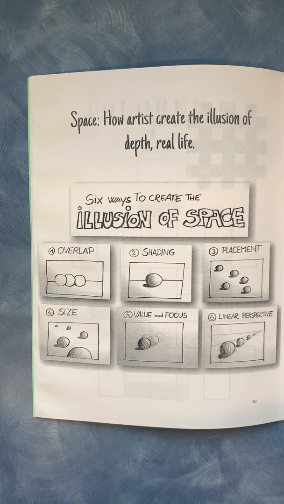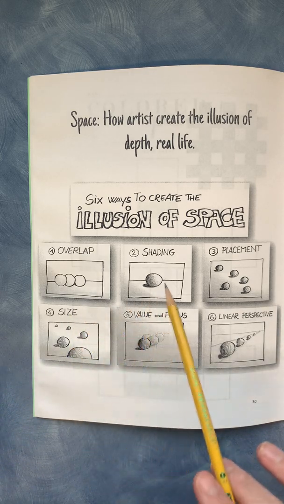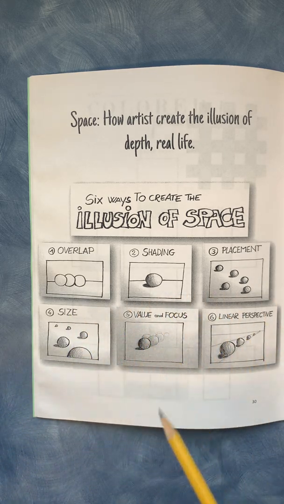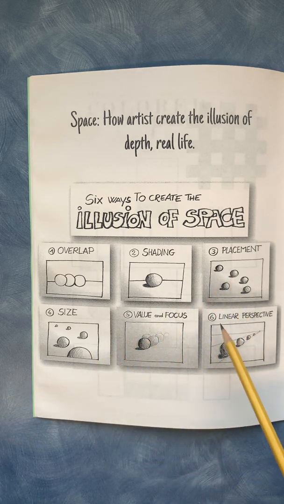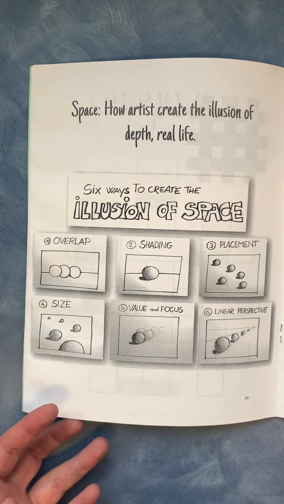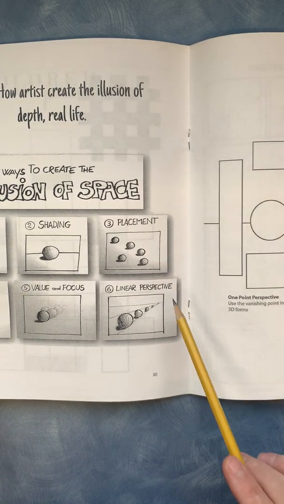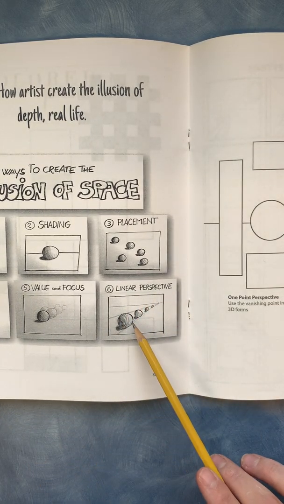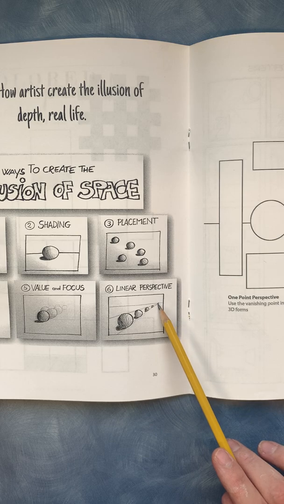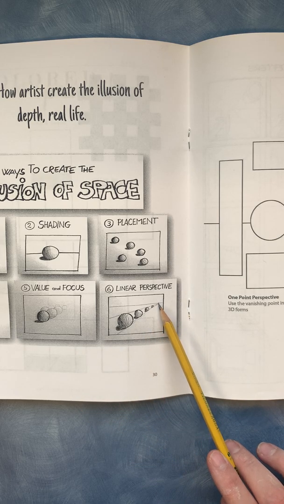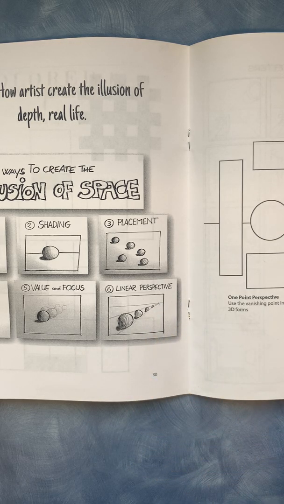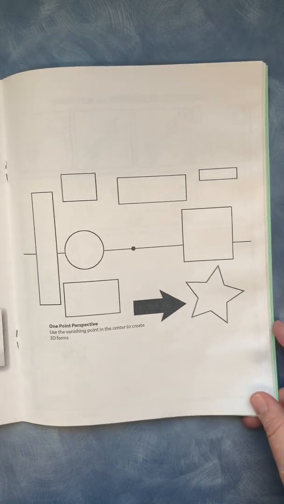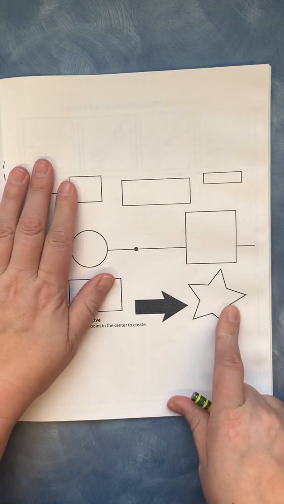We can create that illusion of real life by using overlap, shading, placement, size, value, and focus. We've done some of these already, but now we're going to focus on linear perspective. If you look at that little picture here, you can see that the shape is getting smaller as it goes back into space, and they're all going to this one dot, which is called our vanishing point for 1-point perspective.